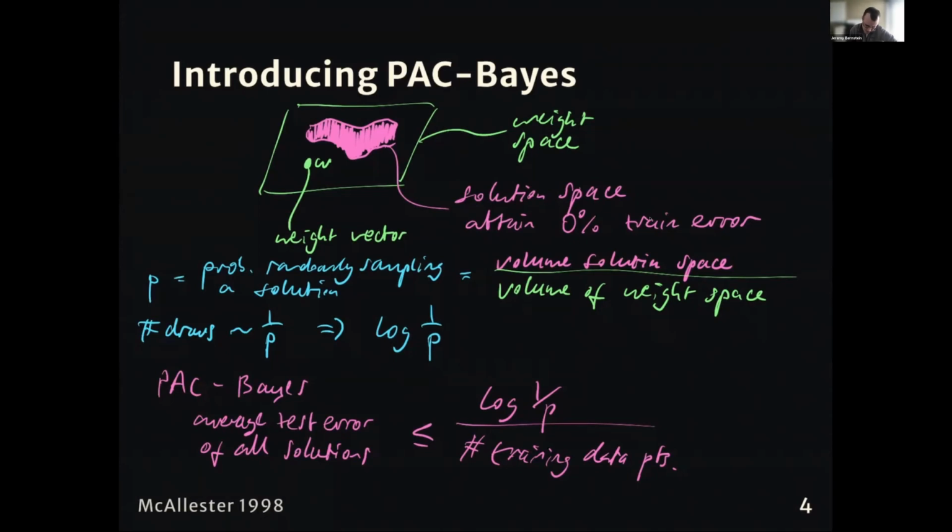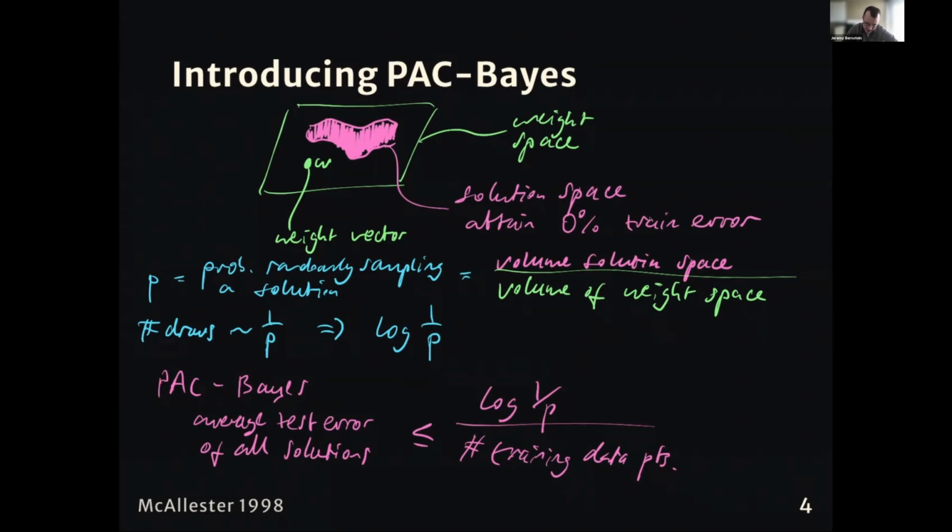Okay, and the main question that you should have at this point is, how do you compute log 1 over p for a neural network? It depends on global things, like the global volume of weight space and the global volume of solutions. So that's what we're going to look at now.